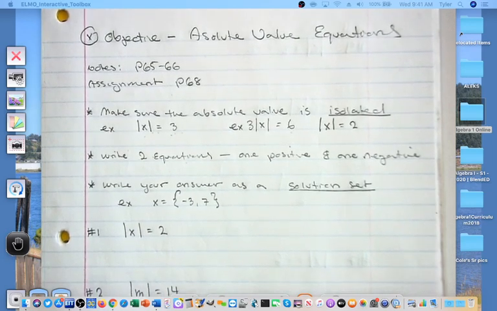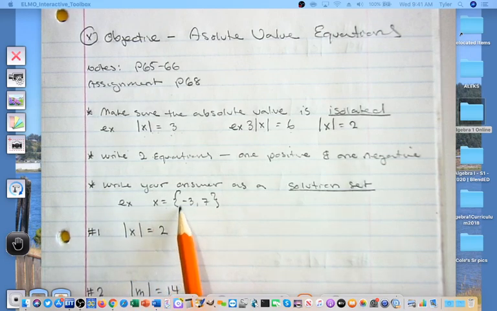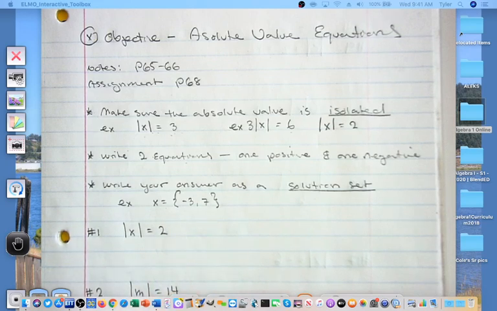And then we will need to solve both of those equations, and we should end up with 2 answers. We're going to make sure that we write those answers as a solution set. For example, x is equal to the solution set -3 and 7. I put those numbers in braces, and I also put them in order from the lowest to the highest.